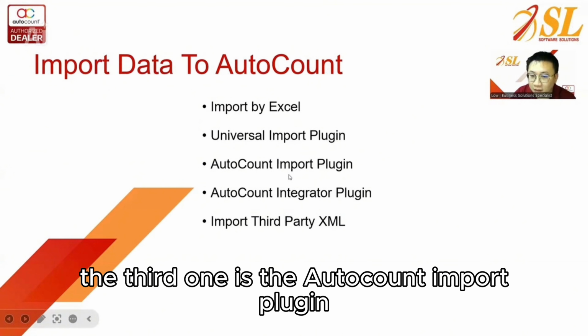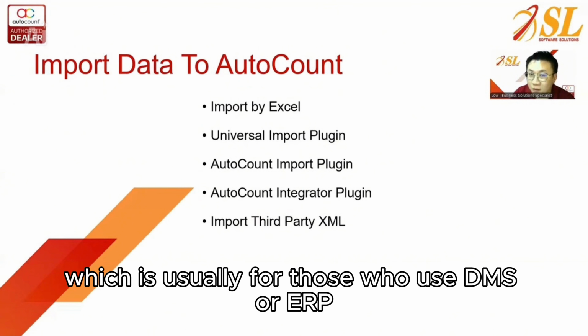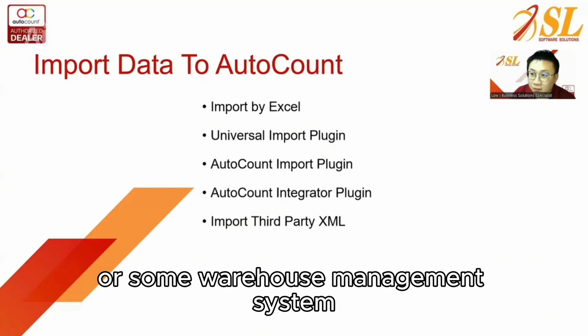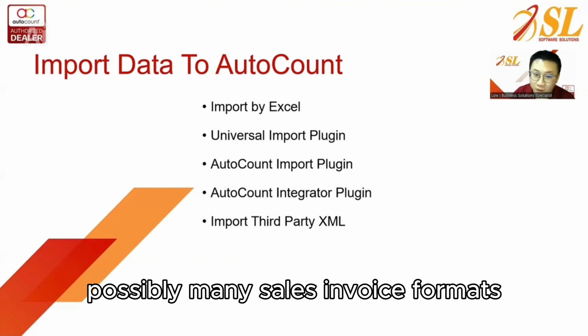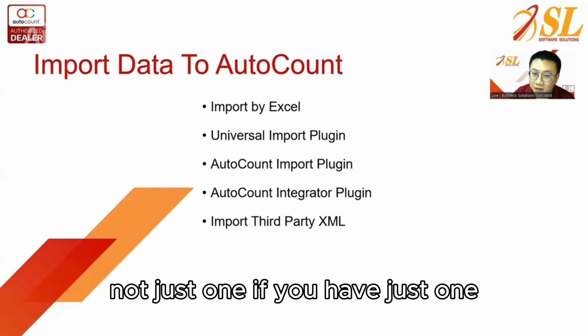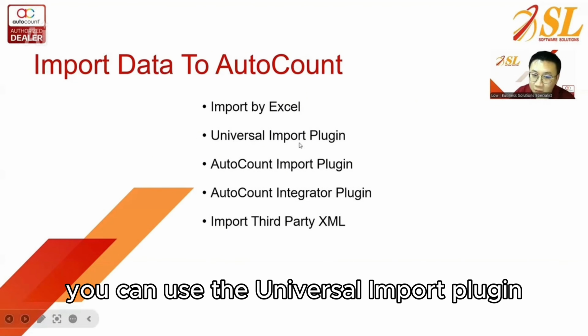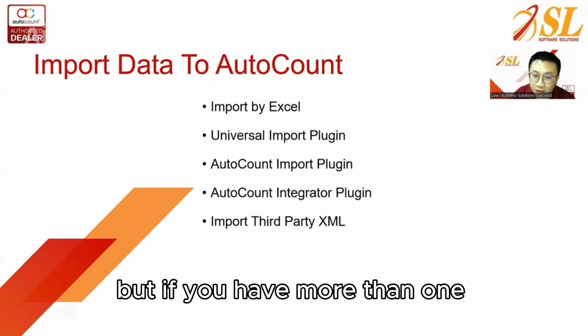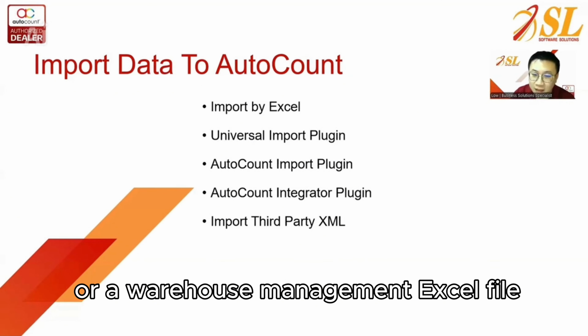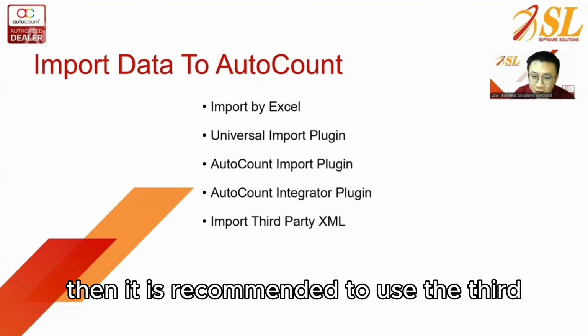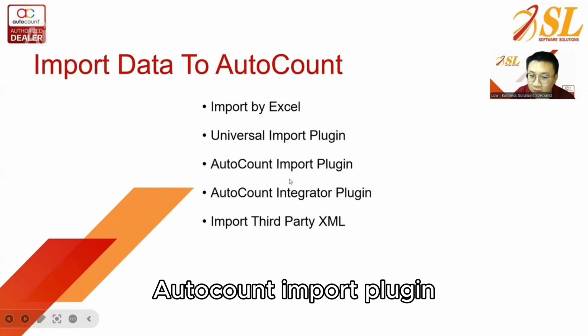The third one is the AutoCount import plugin, which is usually for those who use DMS or ERP or some warehouse management system. Their DMS has many Excel formats, possibly many sales invoice formats, not just one. If you have just one, you can use the universal import plugin. But if you have more than one DMS Excel or a warehouse management Excel file, then it is recommended to use the third, the AutoCount import plugin.